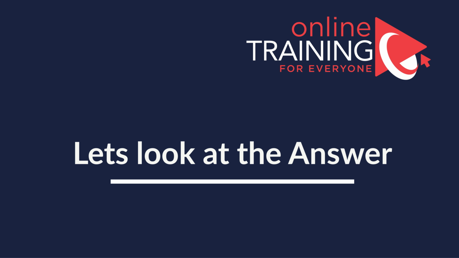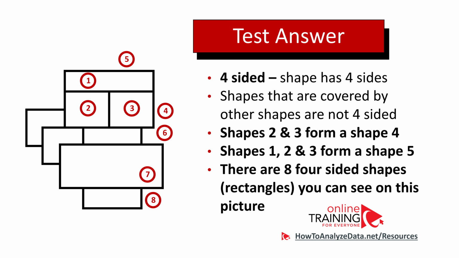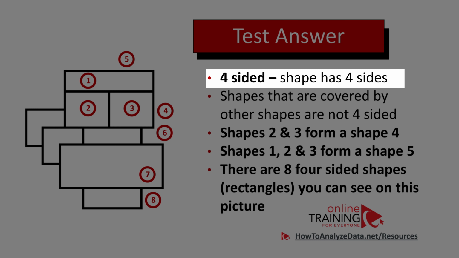Did you figure it out? Let's jump to the solution so we can solve this challenge and get to the correct solution together. So as I mentioned, first let's do a definition of the four-sided shape. And the simple definition is that the shape has four sides.